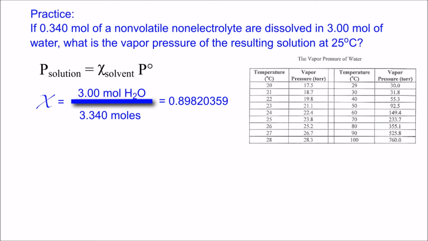Now we've got our pressure of the water at 25 degrees Celsius is 23.8 torr. I think we're ready to plug into Raoult's law. And we come up with 21.4 torr as the vapor pressure above our solution. So here's the mole fraction, here is our vapor pressure of water at 25 degrees Celsius, and we need 3 significant digits in our answer because we have 3 sig figs up here in the problem. The 25 degrees doesn't count because it was pointing us towards a vapor pressure.